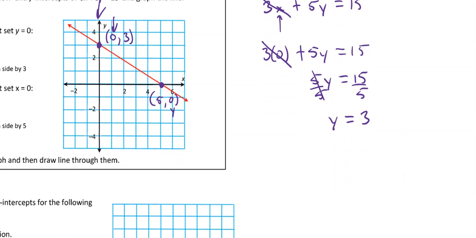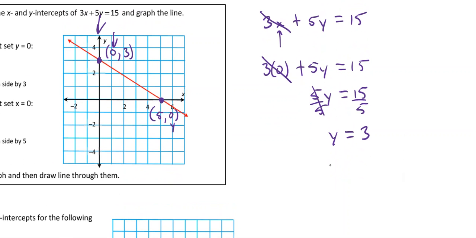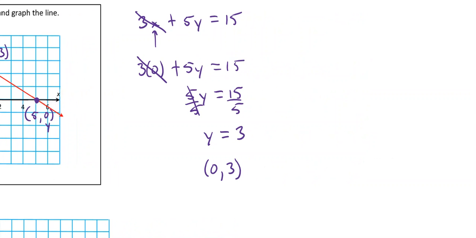So remember what this is saying. When x was 0, y was 3. So that's the point 0, 3. That's our y-intercept.